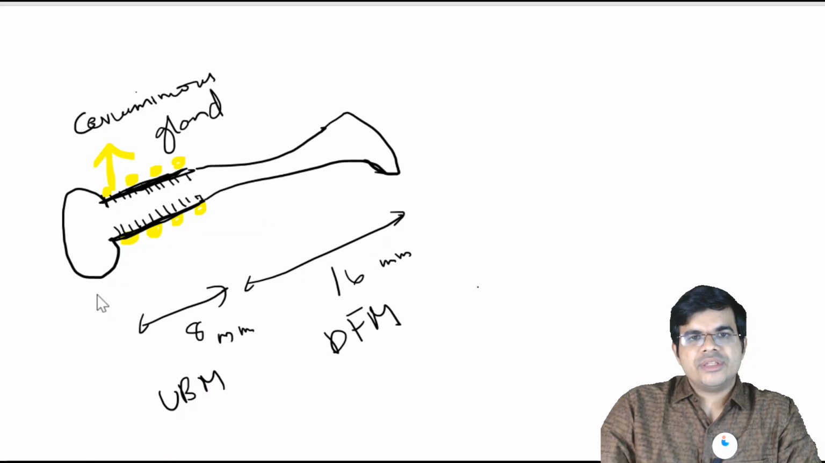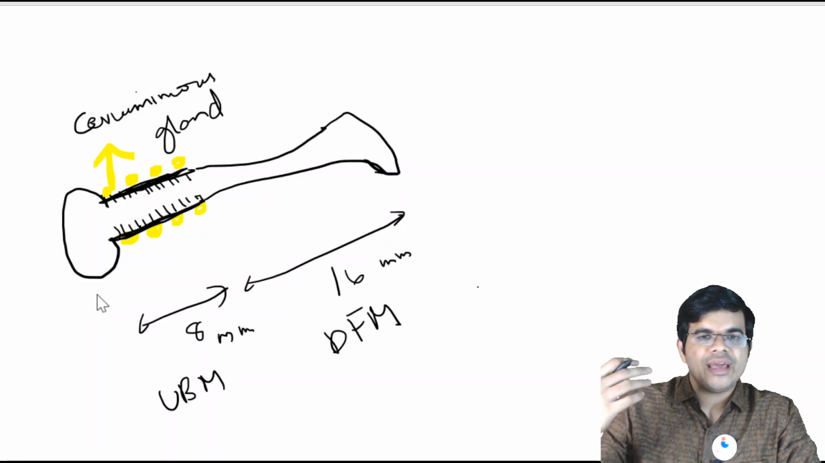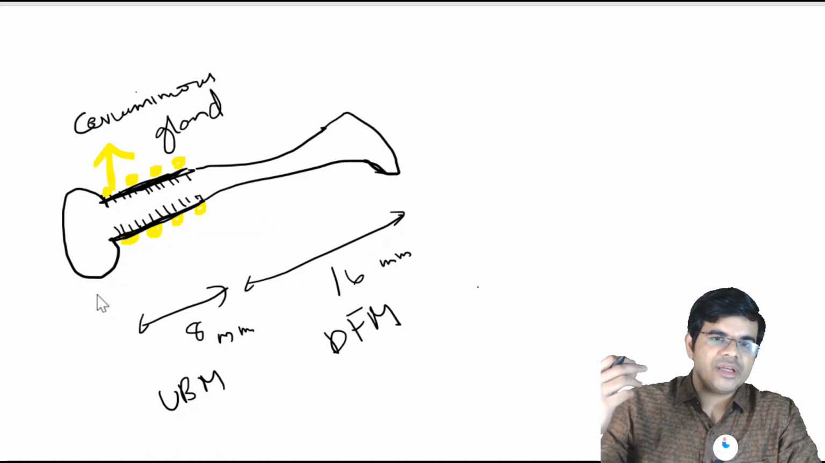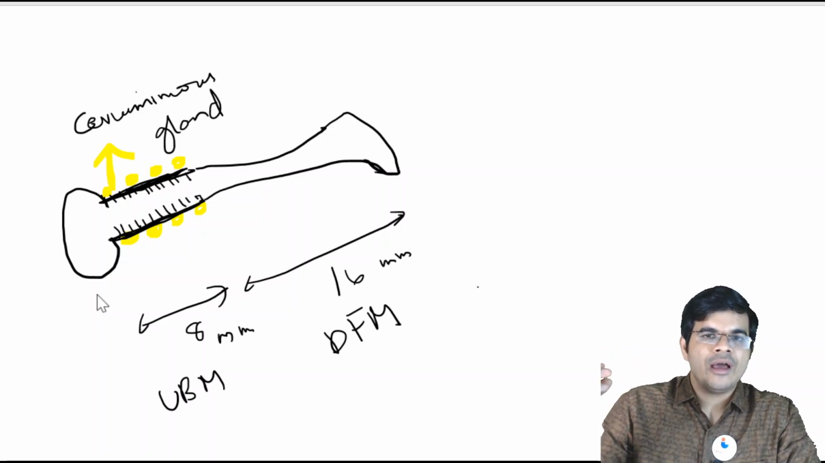And wax is seen all over the external auditory canal, but the production is seen only in the lateral 1/3, because ceruminous glands are seen only in the lateral 1/3.